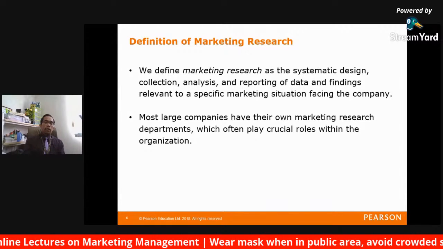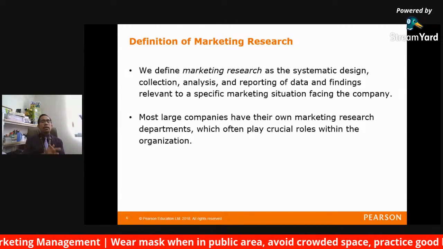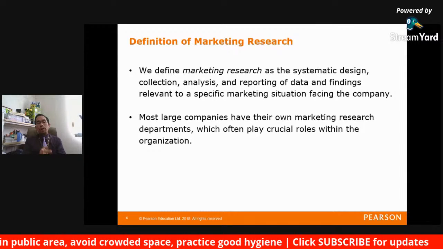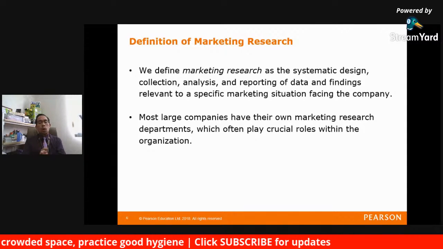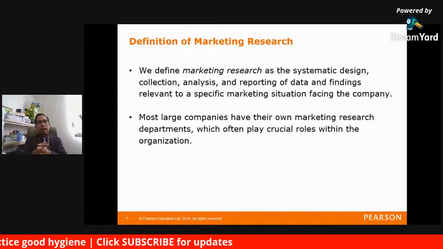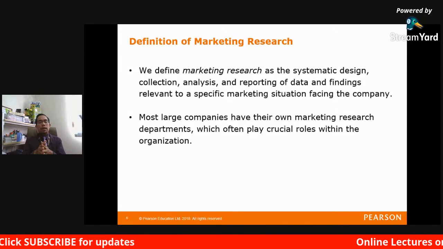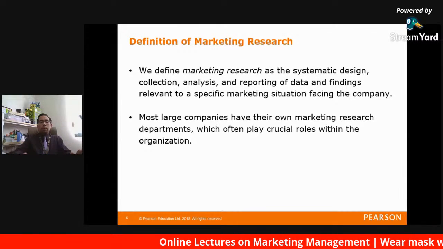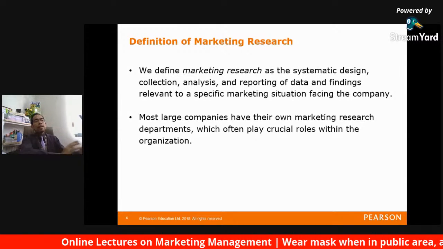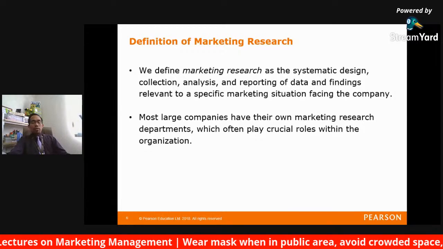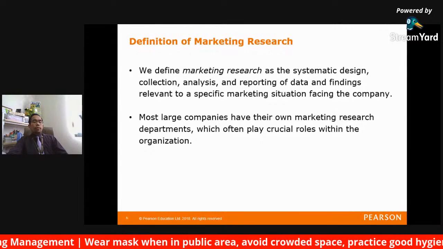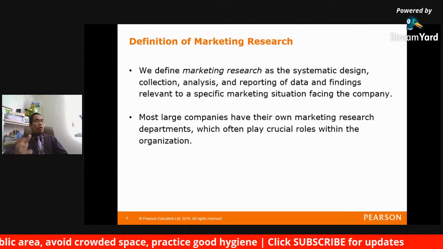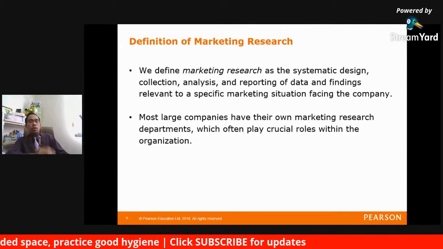If your product is classified as intensive, very convenient, very low cost, and everyone can use it, your market is categorized as mass market, but you still need marketing research. Even if you want to decide which type of packaging to use, you also need research.